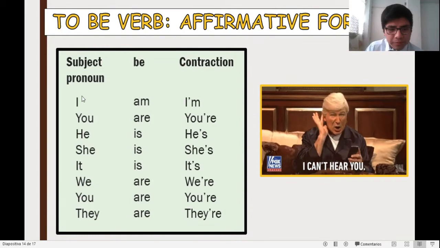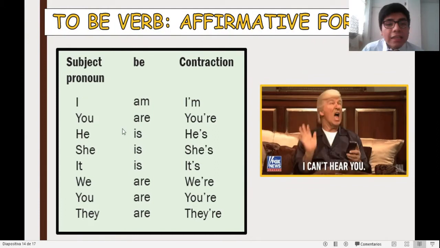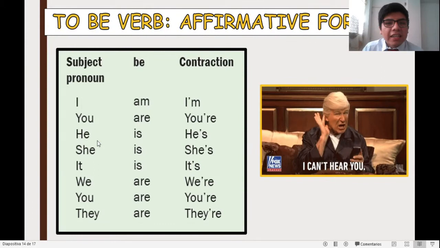Let's remember the subject with the to be verb. I am. You are. He is. Remember, it's not ja. It's a soft J. Es una J suave. No es ja. He. It's not like this. It's he. He is. Okay? Repeat after me.